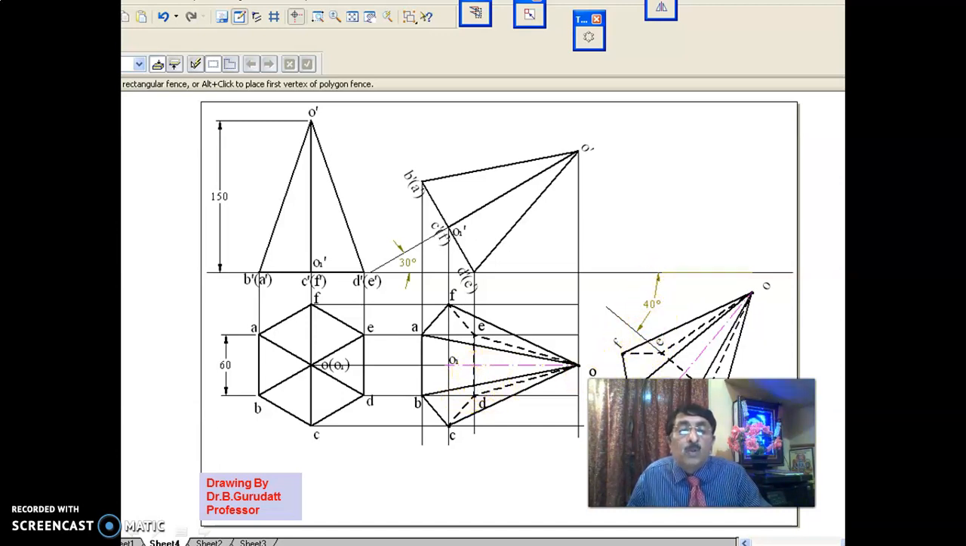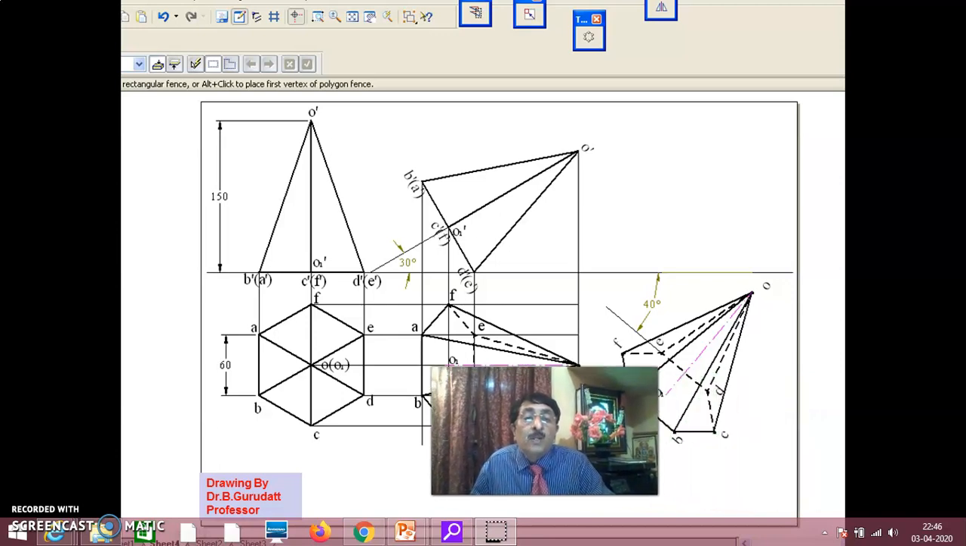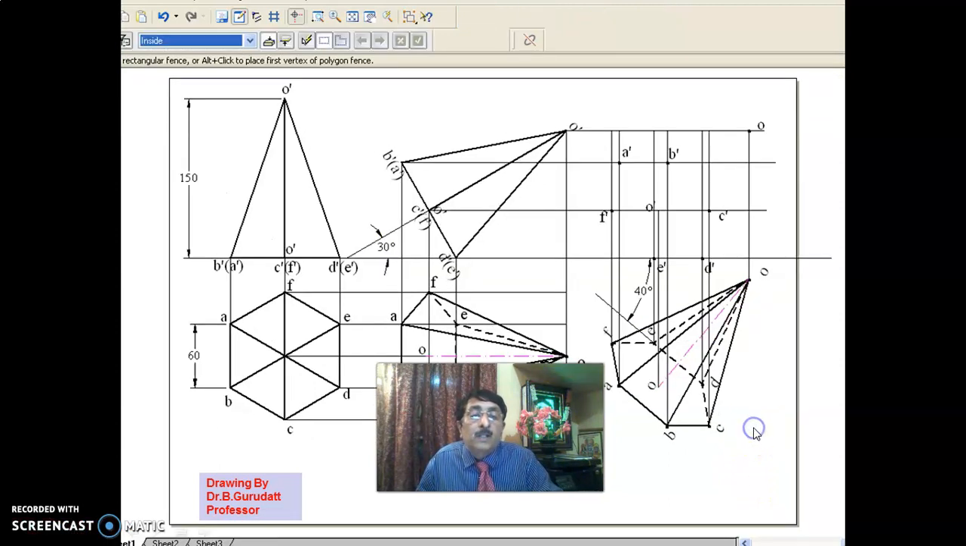That means move, copy and rotate in such a way that the DE is inclined at 40 degrees to VP. Second stage top view will be same as third stage top view. Now once you do this, the procedure is to take the projectors to the front. All the points you see here, on this you should get O, on this you should get AB, on this you should get C and F, on this you should get D and E.